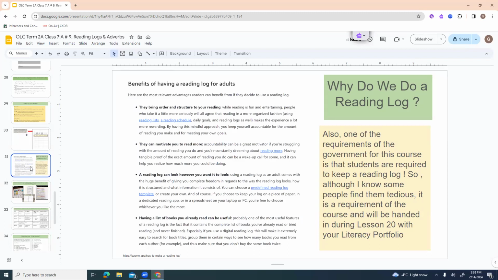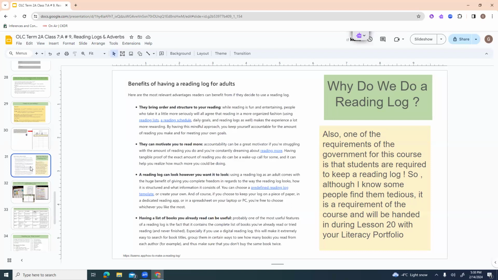A reading log can look however you want it to look. The one we've done is very bare bones, but if after you left this course you wanted to continue doing a reading log, you can make it look all sorts of ways. I'm going to show you in a minute some of the interesting ways people keep track of their own reading. You can choose a predefined reading log template like I'm giving you, or create your own. You can put it on a piece of paper or a reading app or a spreadsheet. Some people have a special journal that they just use for what they've been reading.